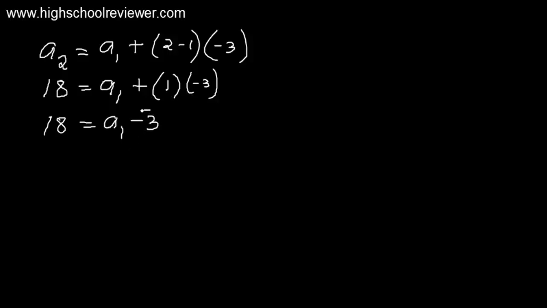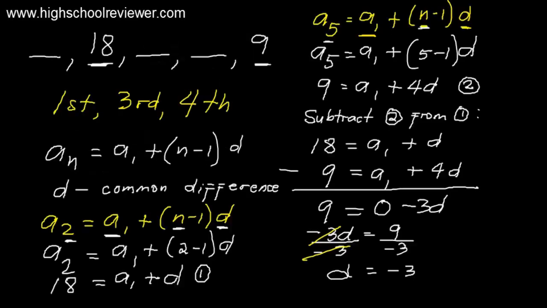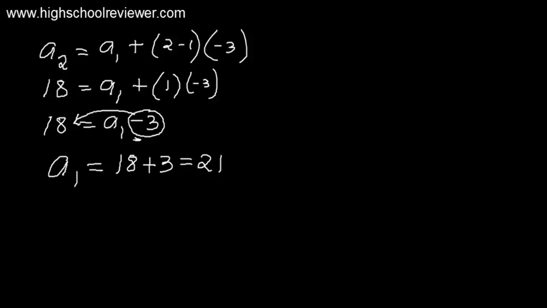To find the value of a sub 1, we just transpose negative 3 to the other side. So a sub 1 will be left, and we will have here positive 18. If we transpose negative 3, it will change sign and become positive 3. So a sub 1 will be positive 21. We are now going to find the value of the third term.